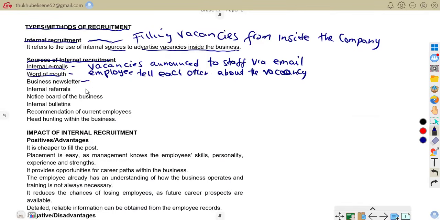Another one is a business newsletter. This as well is one of the sources of internal recruitment. Vacancies are posted in the company newsletter.